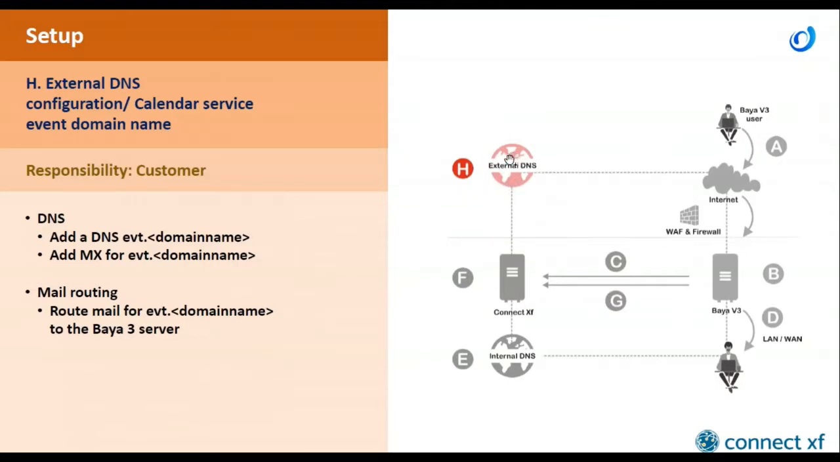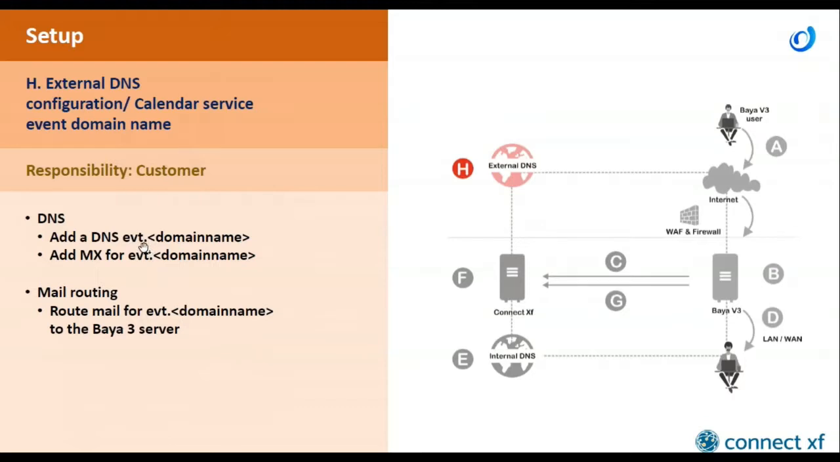Okay, H is the external DNS which needs to be configured for the calendar service. The calendar service which is deployed on the BIA v3 setup will have its own domain name for sending mails regarding event invitations. So that domain name will be like EVT, that is evt.environment.domain name. That is how the domain name will be.